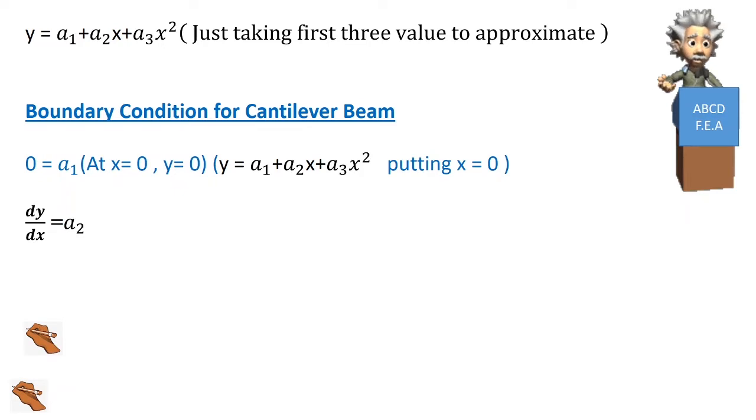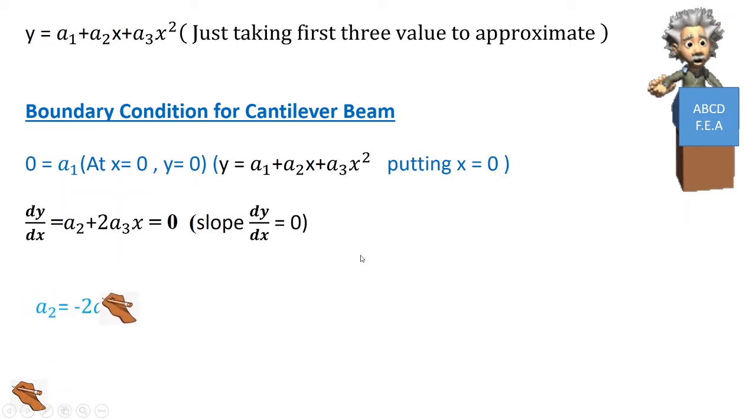Now you can see here dy by dx, the first derivative of the deflection function, is equal to 0, as this is a cantilever beam. So the slope is 0. Now we will equate it to 0. So we got the relation between A2 and A3, and A1 is equal to 0.